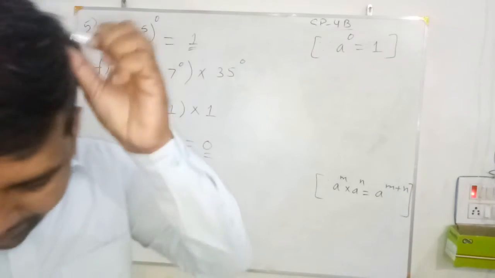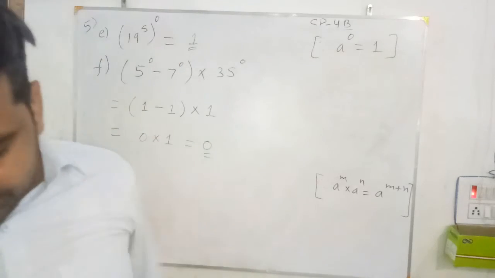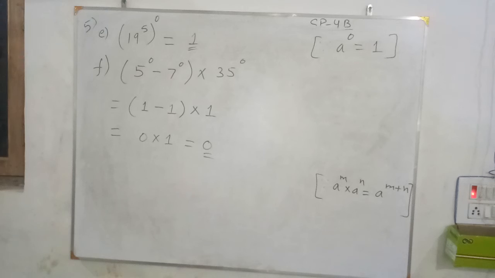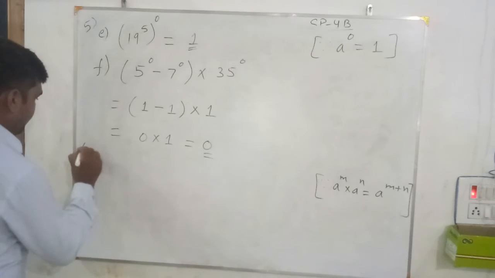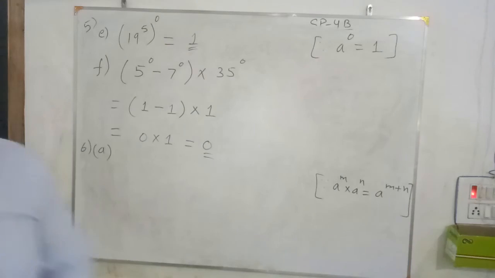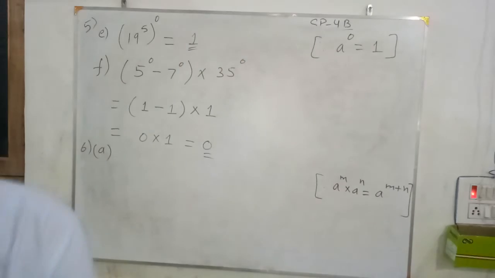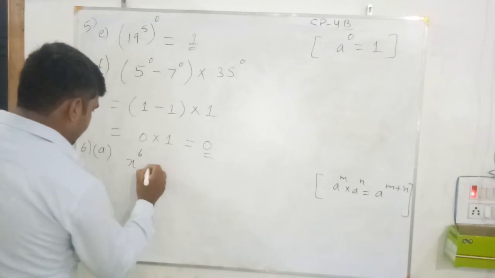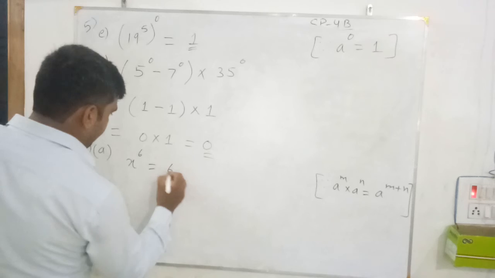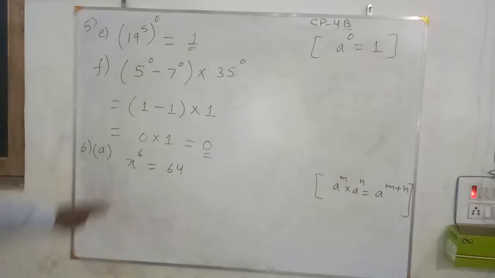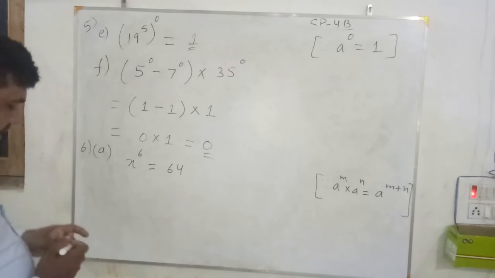Okay. Now we move to question number 6. See question number 6, 6a. Find the value of x in each case. x to the power 6 equals 64. Here we have to find the value of x. So how do we do it?